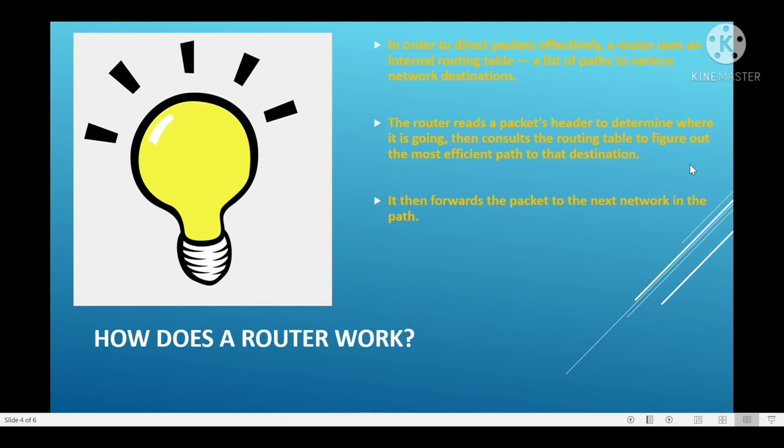After deciding which way that packet should go, a router will forward the packet to the next network in the path, and this mechanism will continue. There could be many routers between the source and destination. Suppose I am sending a certain data packet from Mumbai to a destination such as London. There could be more than one router working on that packet along the way, and one by one they will find the next destination, and like that the packet will reach its destination.